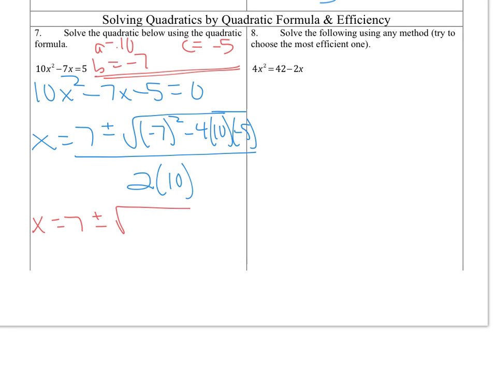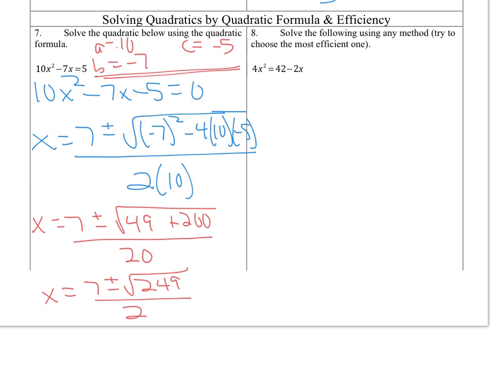So then I do underneath the square root. That's 49. 4 times 10 is 40, times 5 is 200. Since I have two negatives, that's a plus. And then all over 20. 49 plus 200 is 249. That is not a perfect square, so there's nothing I can do from there. So I'm done right there.